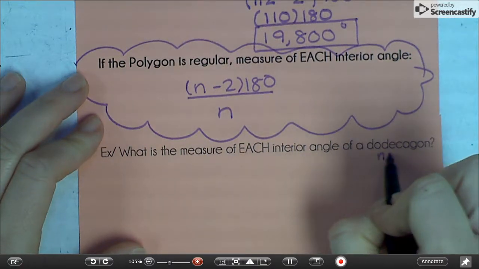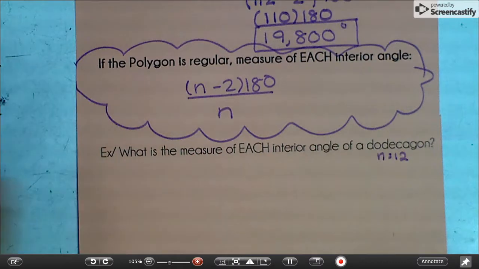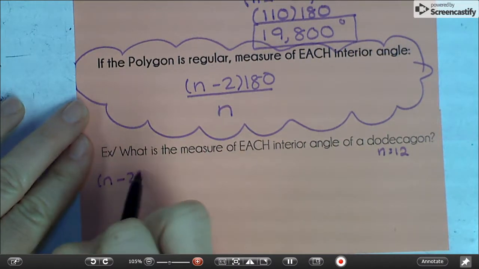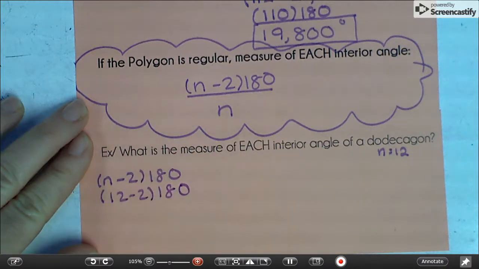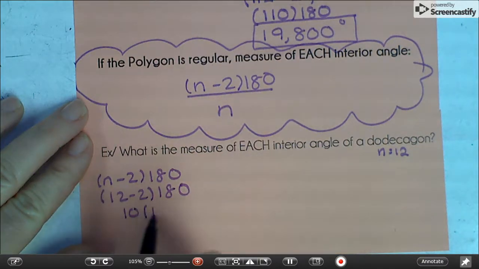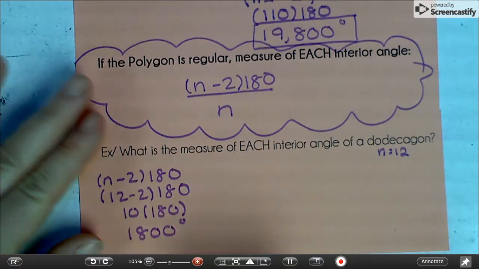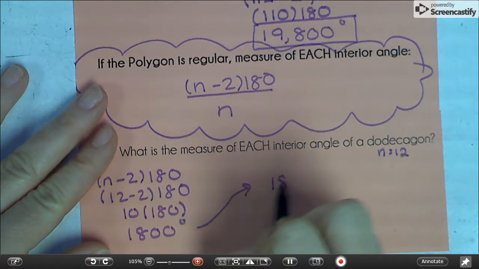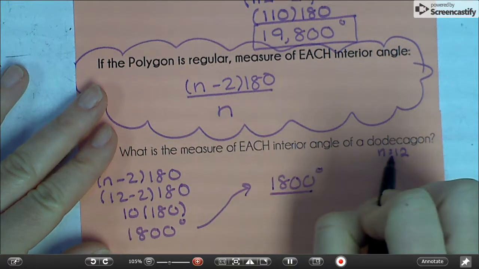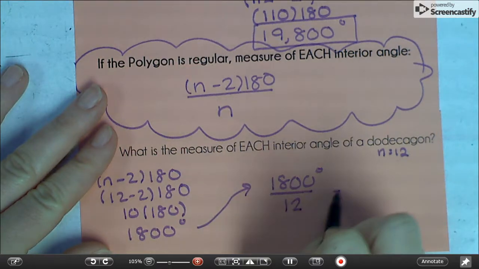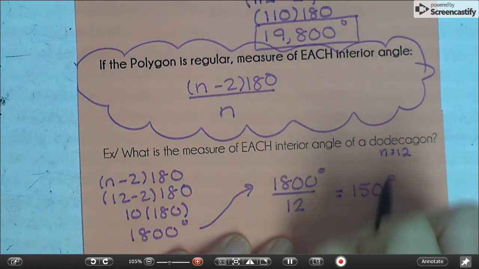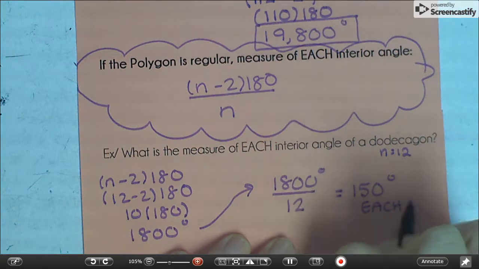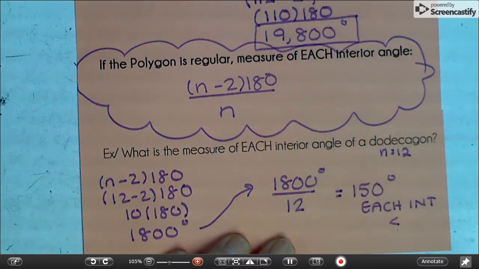Dodecagon means n equals 12. I like to do it like this. First, I do n minus 2 times 180. So 12 minus 2 times 180 is 1800 degrees. Then, this is just the way I like to do it, I take the 1800 and I divide it by 12 because that's how many angles a dodecagon has. And 1800 divided by 12 is 150. So each interior angle is 150 degrees.